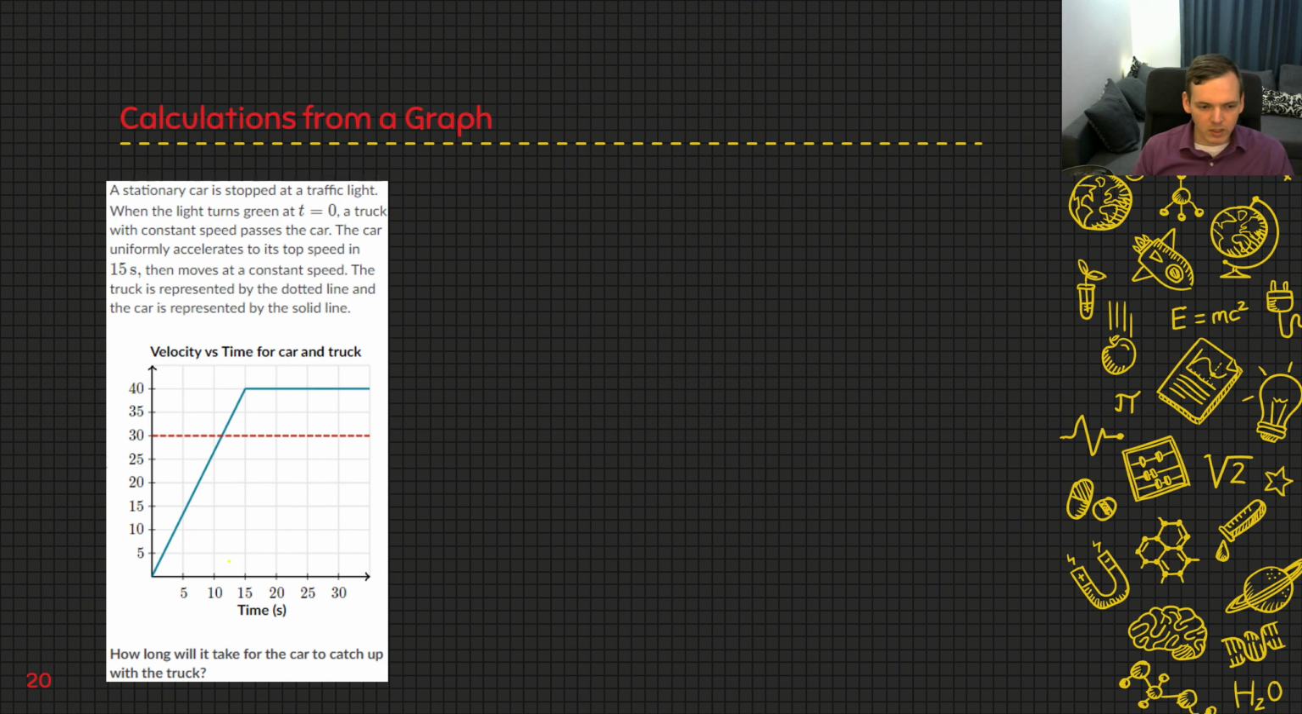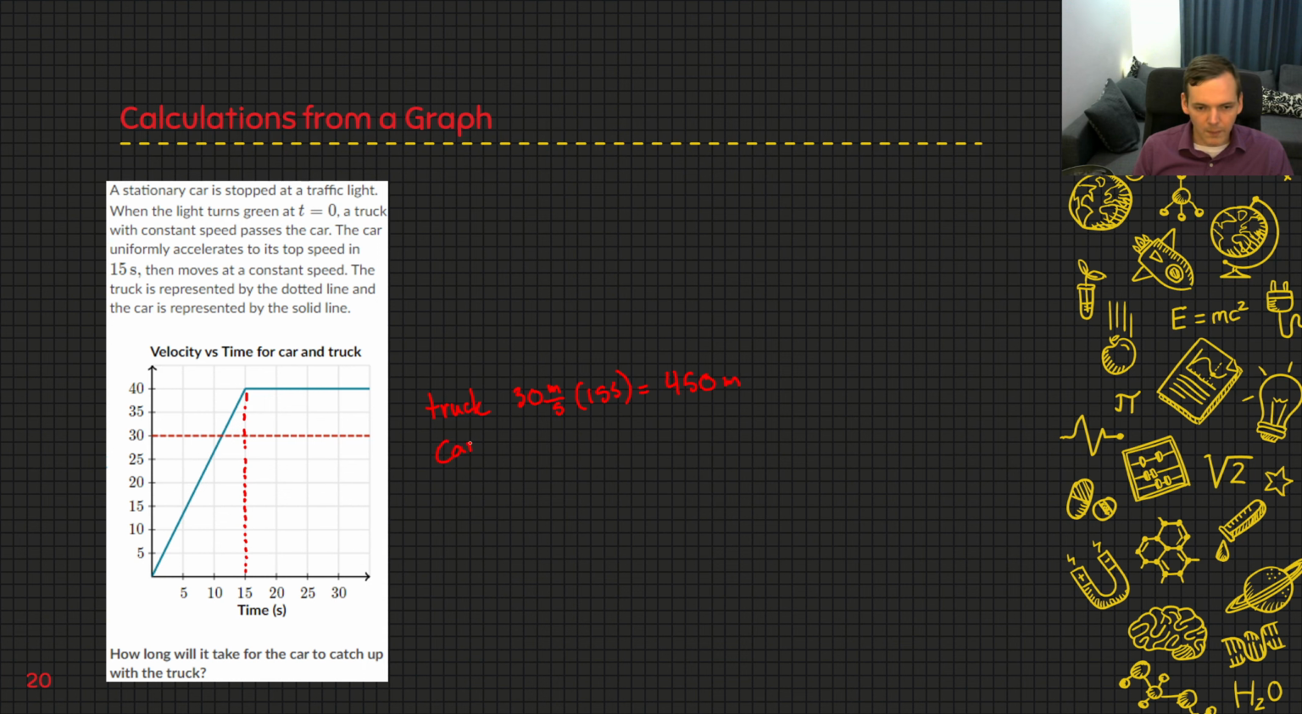So what we first want to do when we're solving this, using this reasoning, is figure out how far they've moved at given points and basically look to see when they're the same. So let's just go up to 15 seconds and see where we're at. After 15 seconds, the one that's moving at constant speed, the truck, has moved 30 meters per second times 15 seconds, which is 450 meters.